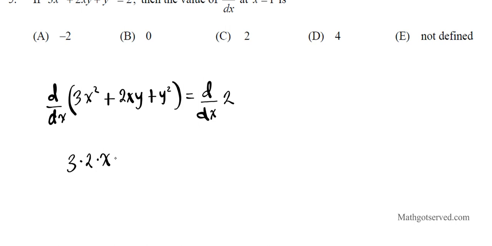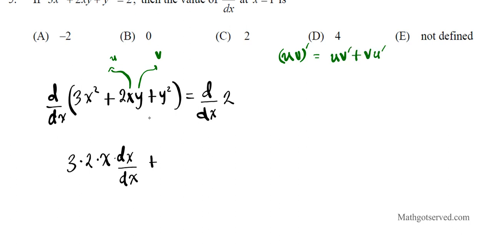And then the derivative of x, we have times dx. Plus, now if you look at this 2x, we have two functions, so we're going to use the product rule here. So this is u, and this is v. And remember, the product rule for finding the derivative is basically u v prime plus v u prime, right? So that's what we're going to do here.